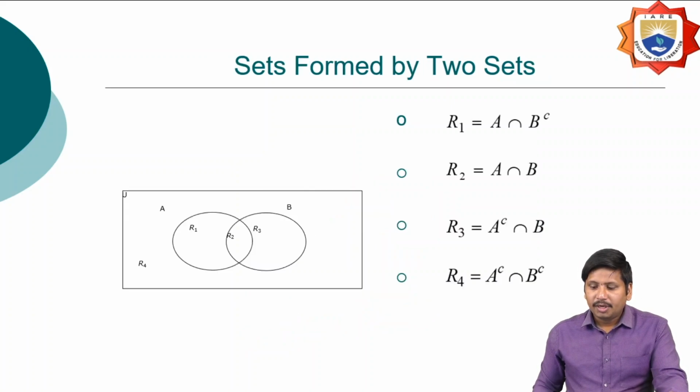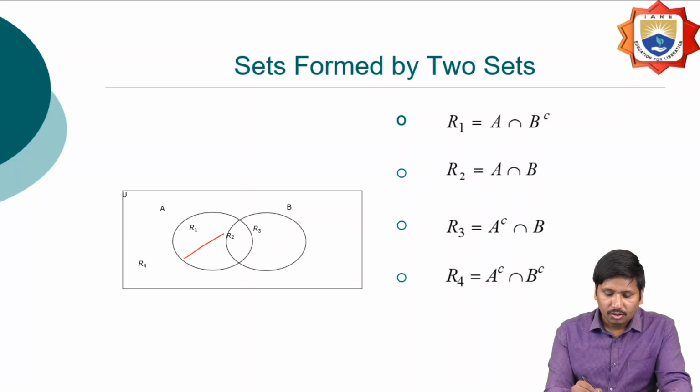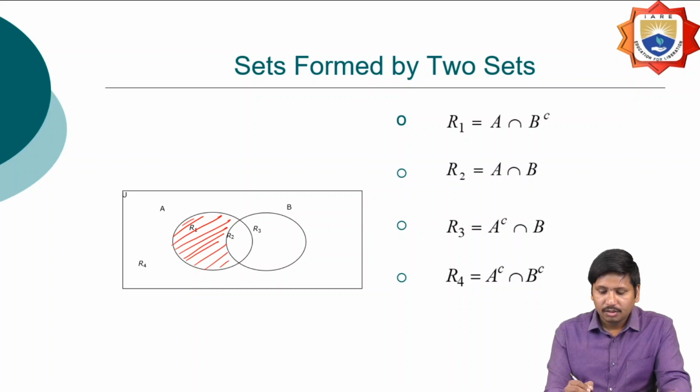And sets formed by the two sets. Suppose we're going to have a set like R1. So A intersection B complement. So the region R1 should be that, the region of A intersection B complement. And what is this R2? A intersection B. So just now what I said. So these are the elements which are present common in both set A and set B.